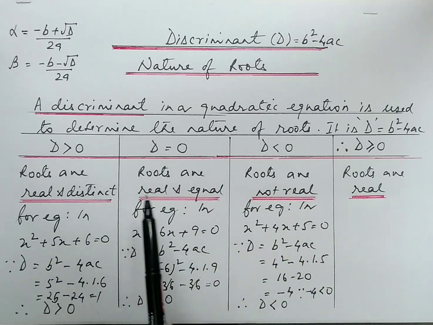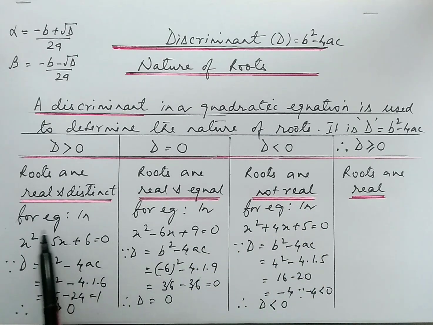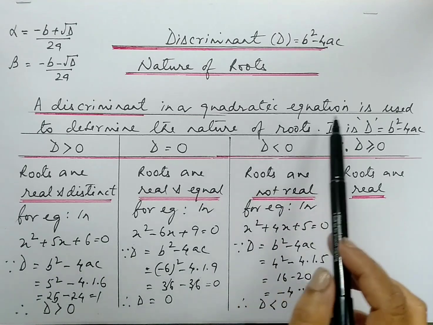Say this is a quadratic equation, x square plus 5x plus 6 equals 0. Since there is an equal sign over here, it's an equation. Since there is a power of 2, which is the highest power of this polynomial, we call it a quadratic polynomial. So this together is a quadratic equation.